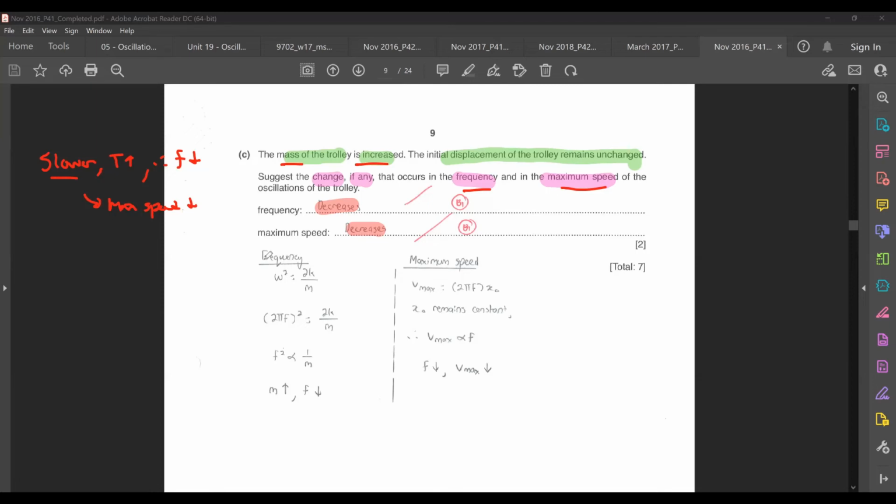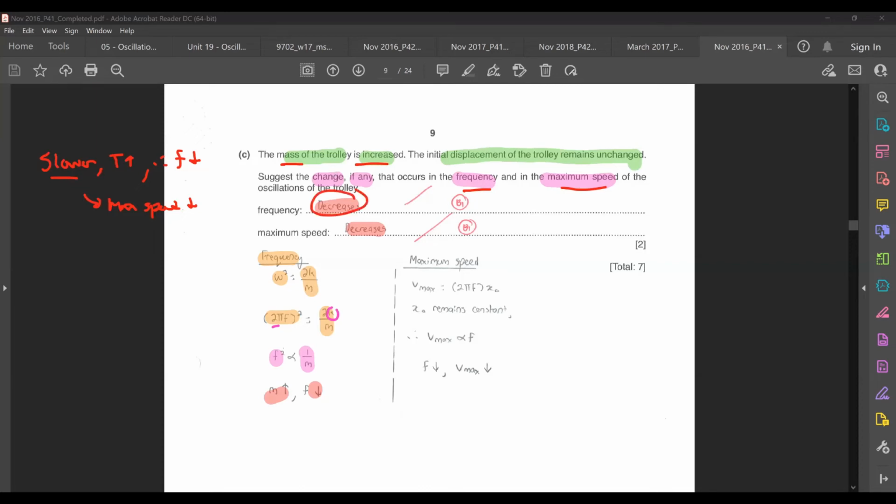Now, frequency, we know from the previous question, omega squared is 2k over m. Omega is 2 pi f. So sub it in, we get (2 pi f) squared equals 2k over m. In our case now, 2 pi and k are constant, that means f squared is inversely proportional to mass. From here, we can easily see that if the mass increases, your frequency drops. So that will explain this part.